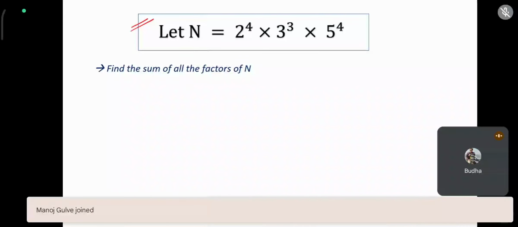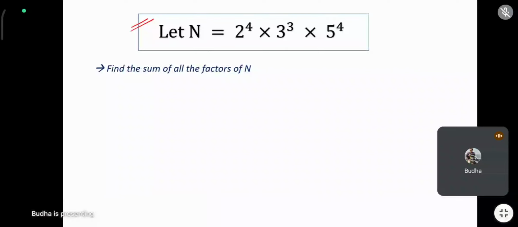Now all this time we have seen very small numbers. इस बार देखो numbers कितने large हैं. So this is 16 into 27 into 5 raised to this.